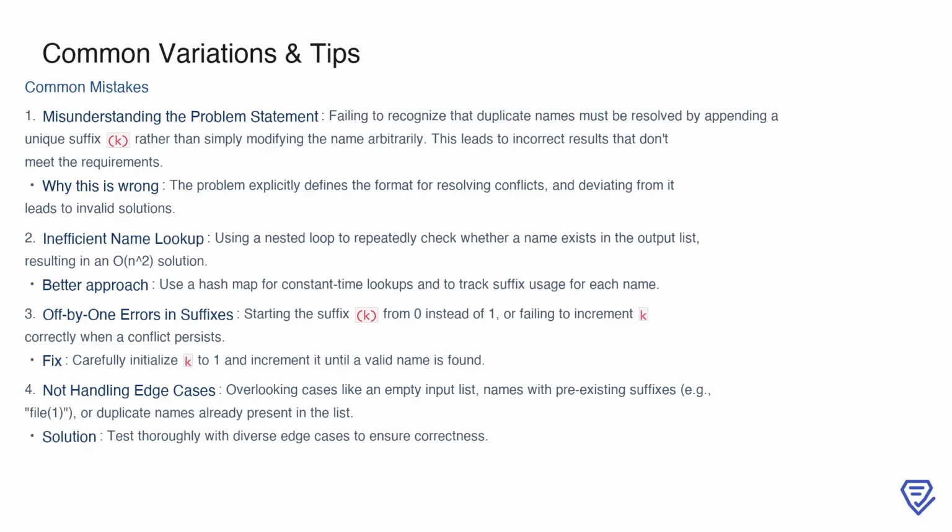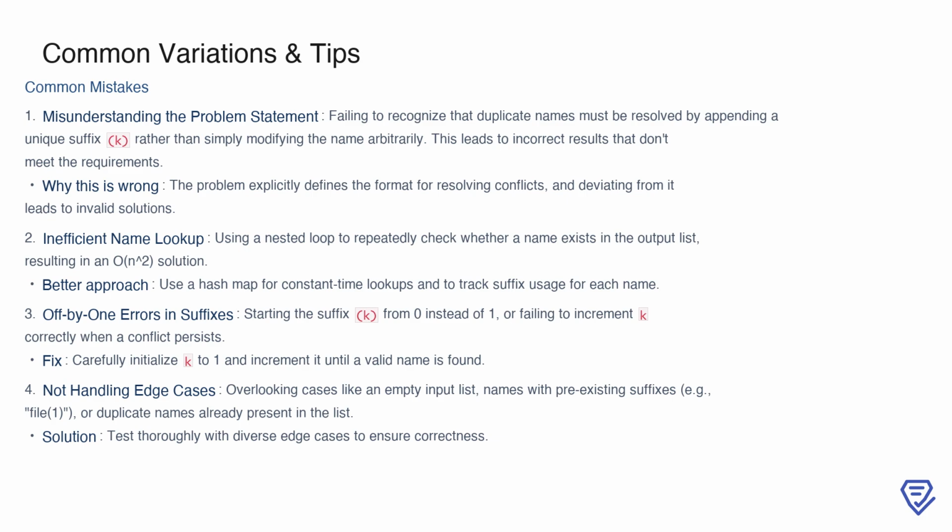Another common mistake involves off-by-1 errors in the suffix. This happens when the suffix starts at 0 instead of 1 or when you fail to increment the suffix properly for persistent conflicts. To fix this, always initialize the suffix to 1 and increment it until a unique name is found.